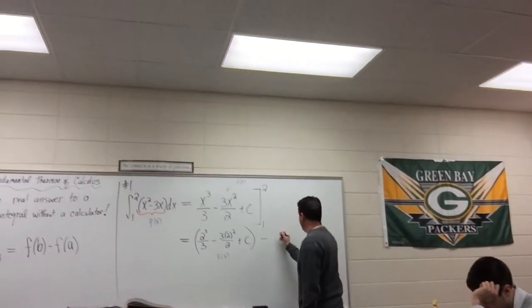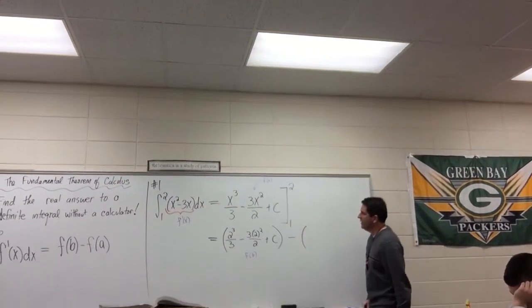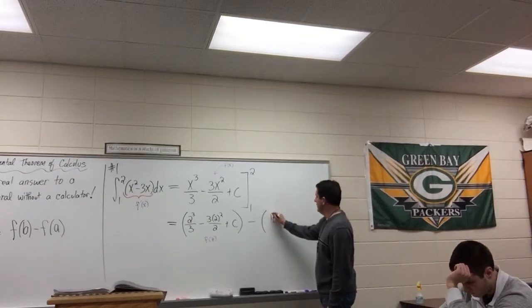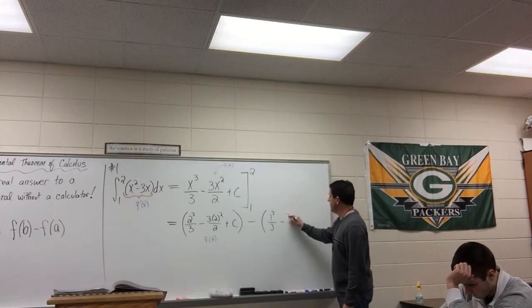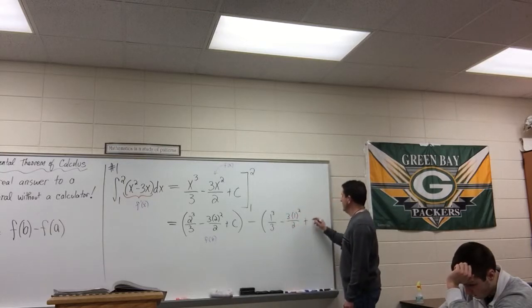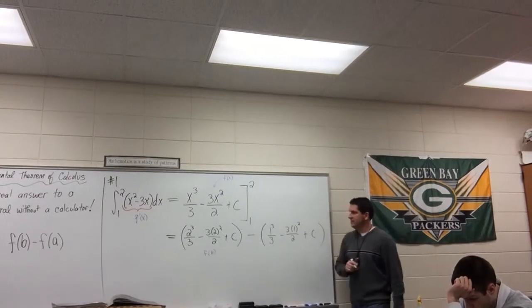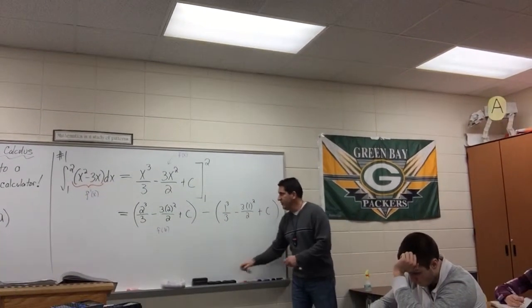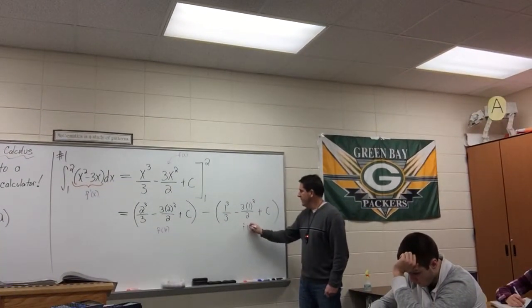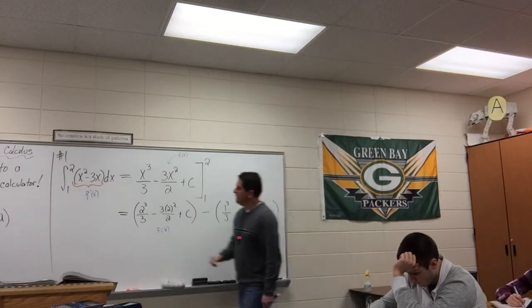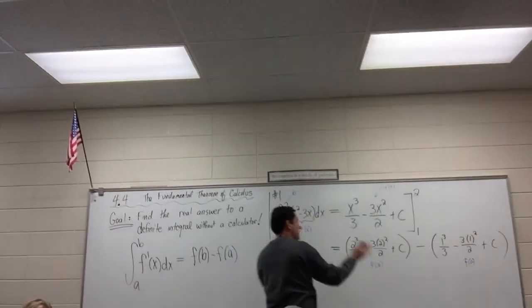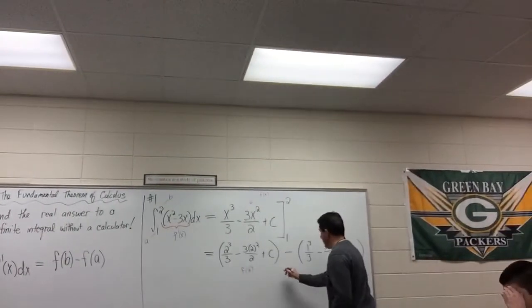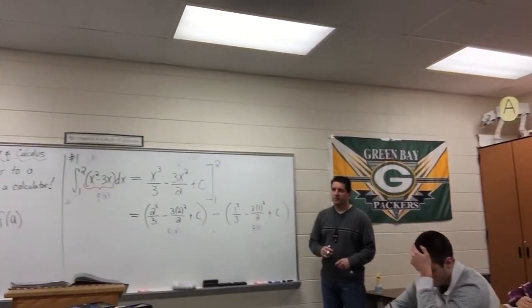Now we're going to find f of a. F of a means we're going to plug a 1 in for each of the x's. So it's 1 cubed divided by 3 minus 3 times 1 squared divided by 2 plus c. And what you should observe is this is f of a. I'll even put here, this is a and this is b. This is how it's all related. And what we're doing is f of b minus f of a.